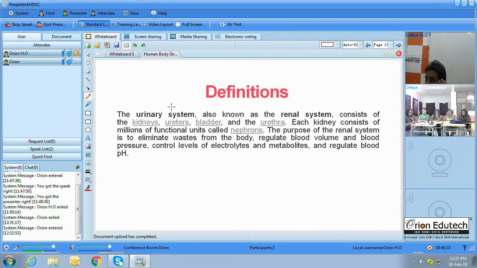the blood pH. And the full form of pH is percentage of hydrogen. Percentage of hydrogen is the full form of pH.